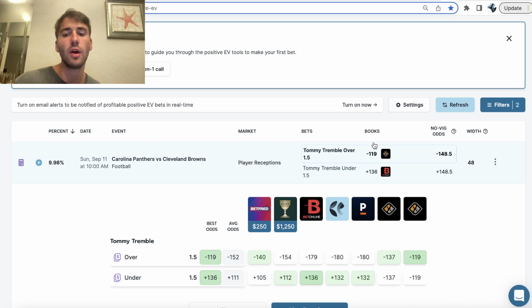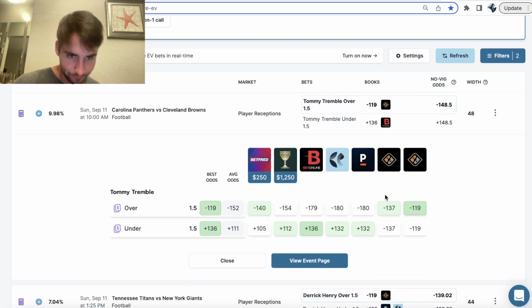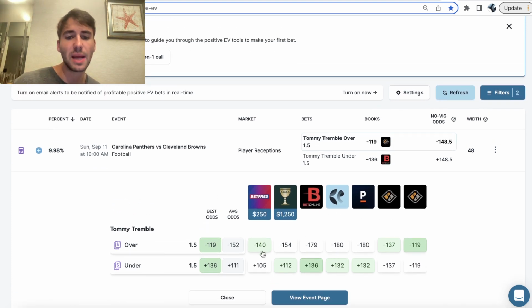Now that you know how lines work on PrizePicks, you want to look for value. The first thing you'll see is Tommy Tremble over 1.5 receptions. This is minus 140 to minus 180 on the sportsbooks. BetOnline and Pinnacle, two of the sharpest sportsbooks, are pricing this at minus 179 and minus 180 respectively. So we're getting a ton of value on PrizePicks, being able to get this in our two-pick power play at minus 137. You could include it in a 5-pick flex play, but you need all your picks to be profitable, whereas I'm just going to include it in a two-pick power play at minus 137 odds.